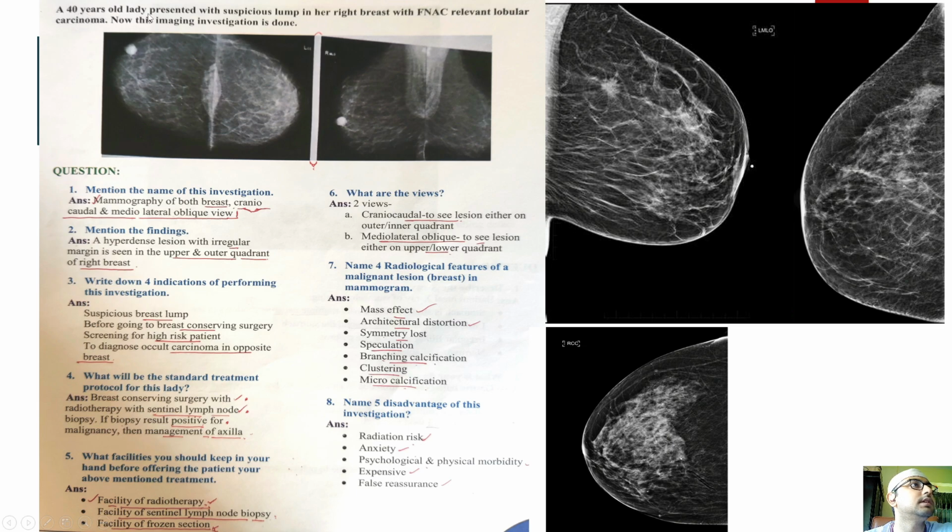A 40-year-old lady presents with a suspected lump in her right breast, FNAC revealing lobular carcinoma. Now imaging investigation. So mammography of both breasts has craniocaudal and mediolateral oblique views. So this is the craniocaudal. You can see these are two views. Cranio means above and caudal means lower. So above and lower view. This is called the craniocaudal view. And this is the mediolateral view. Okay. So mediolateral view and craniocaudal view.